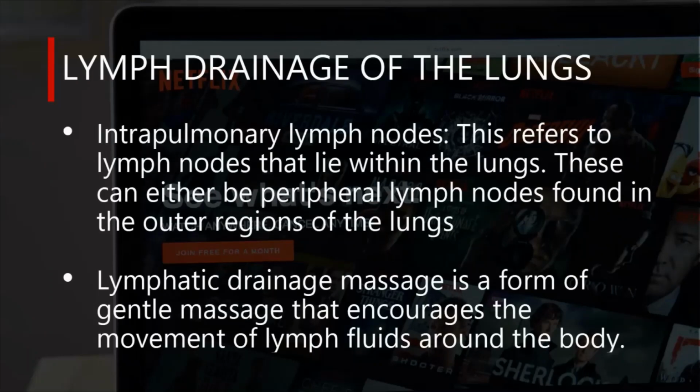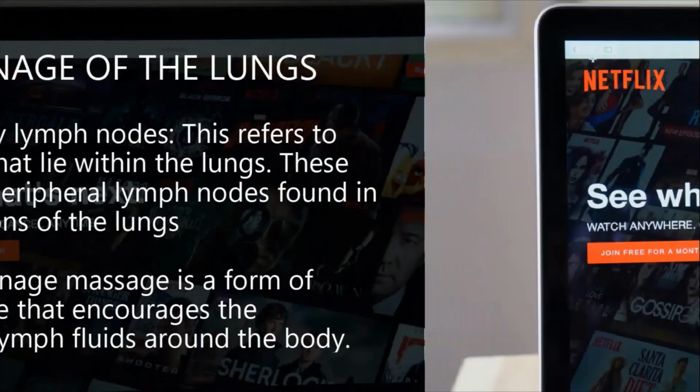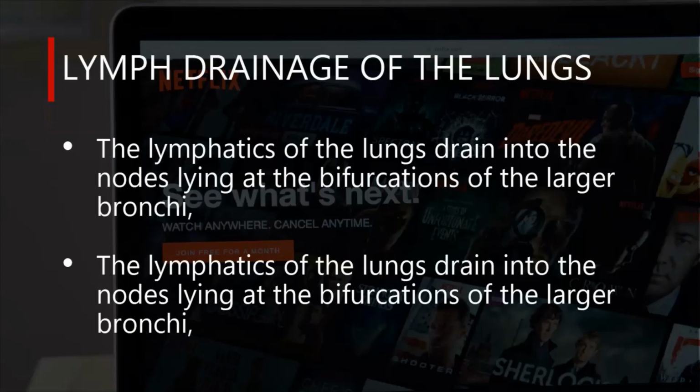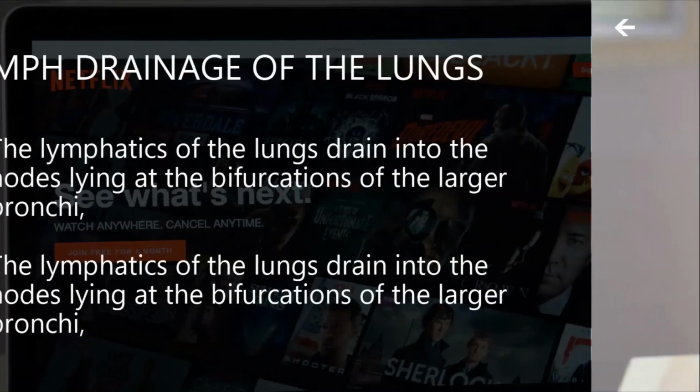Intrapulmonary lymph nodes. This refers to lymph nodes that lie within the lungs. These can be peripheral lymph nodes found in outer regions of the lungs. Lymphatic drainage massage is a form of gentle massage that encourages the movement of lymph fluids around the body. The lymphatics of the lungs drain into the nodes lying at the bifurcations of the larger bronchi.